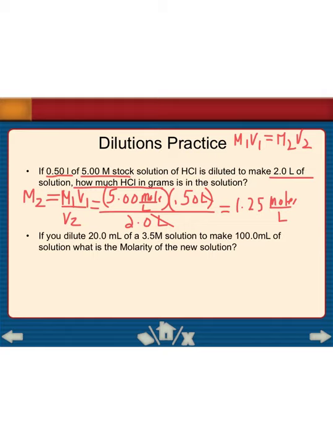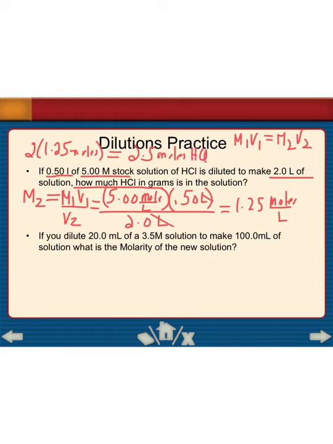It says that we are making 2 liters. So in other words, we would need 2 times 1.25 moles. So I'll do that up here. We need 2 times 1.25 moles. And that gives us 2.5 moles of HCl.